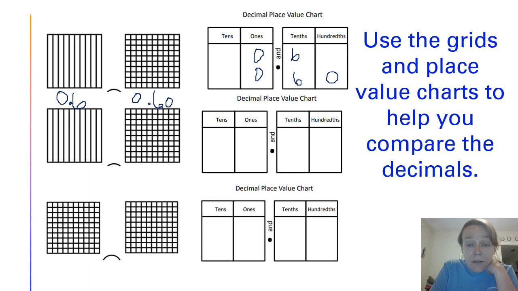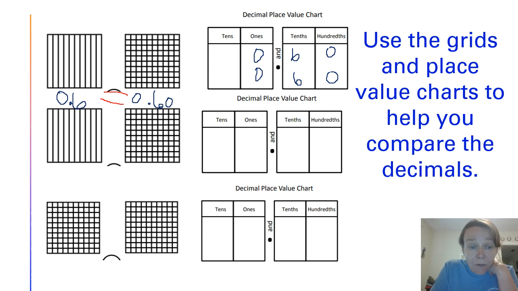Okay, what do we notice? They both have a 0 in the holes, and they both have 6 in the 10ths. This one has a 0 in the hundredths, but you could put a 0 here if you wanted to. That doesn't change anything. To me, they look like they're the same decimal. To me, they look like they should be equal. They both have 6/10 and no hundredths.